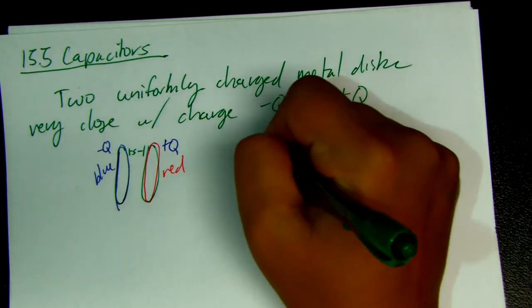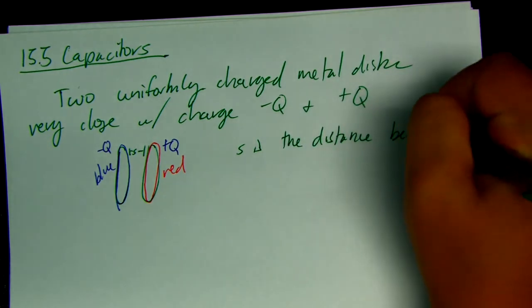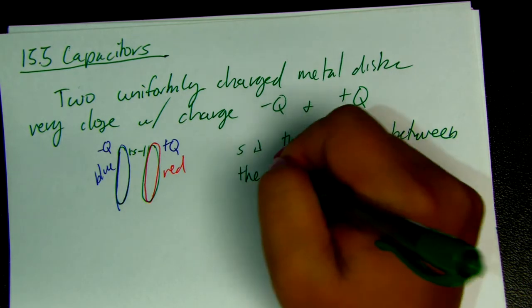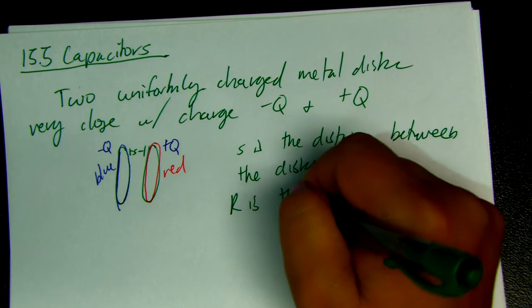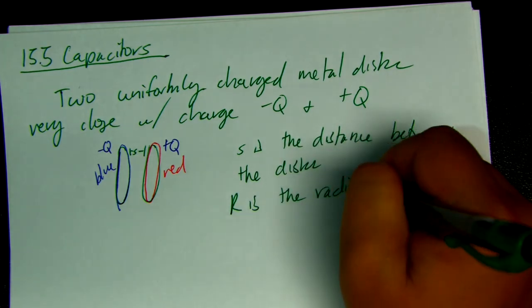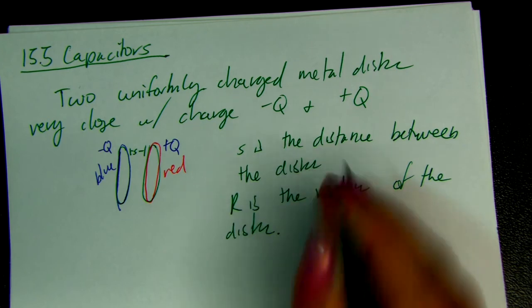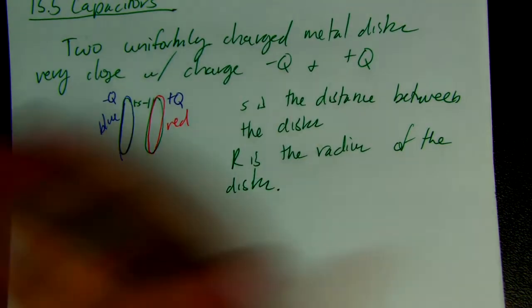And S is the distance between the discs, and then big R is the radius. All right, so this is a capacitor.